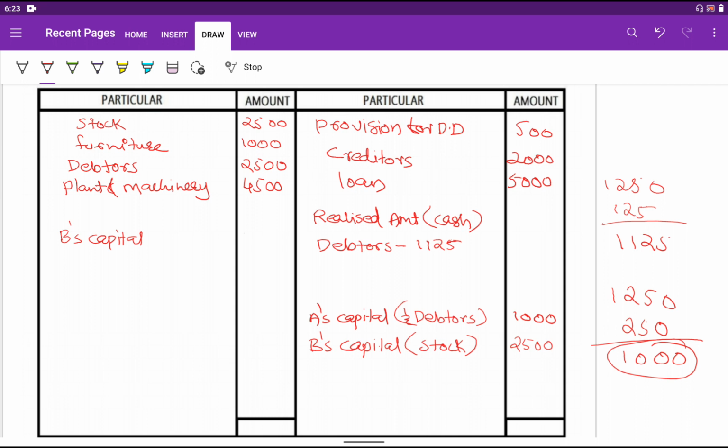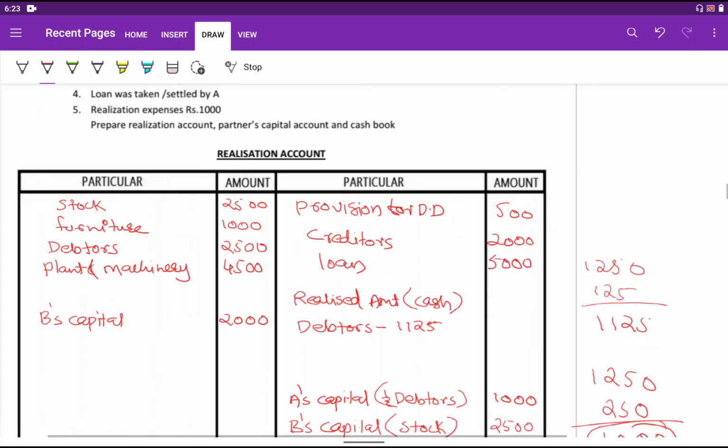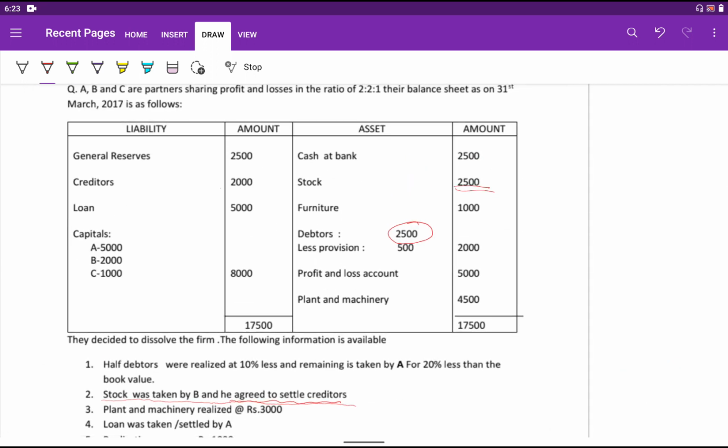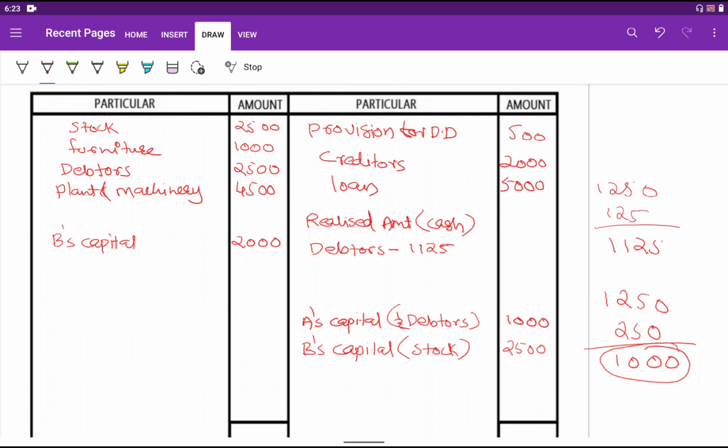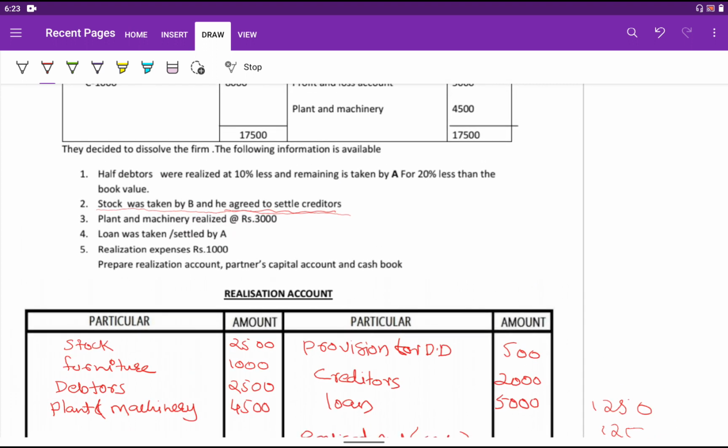So what is the amount? 2000. He is ready to settle. Now the information is given, so that means he is completely settling 2000. So the second adjustment is clear.